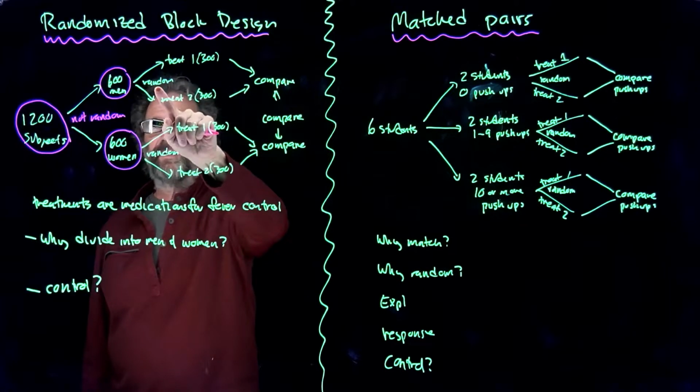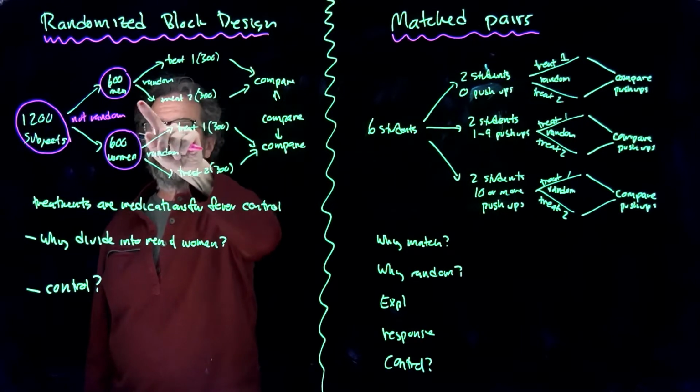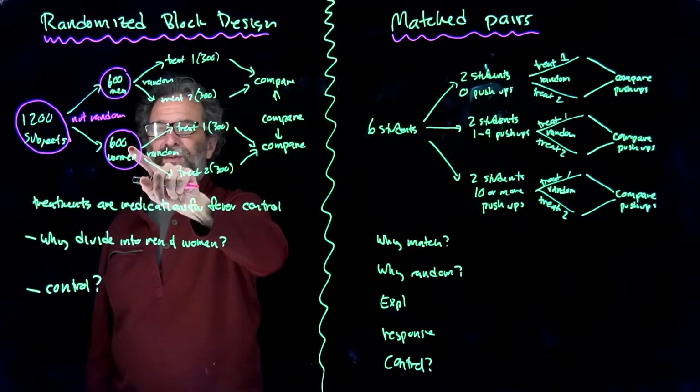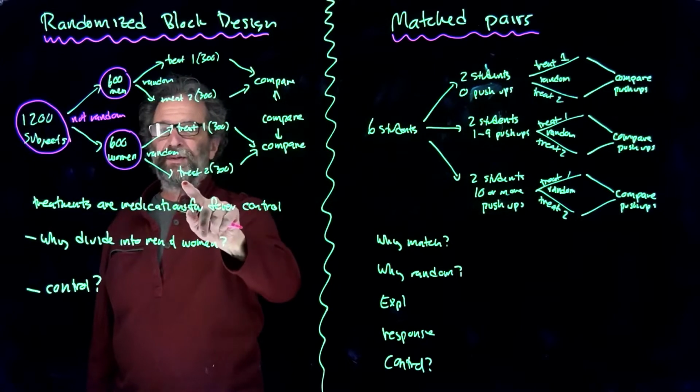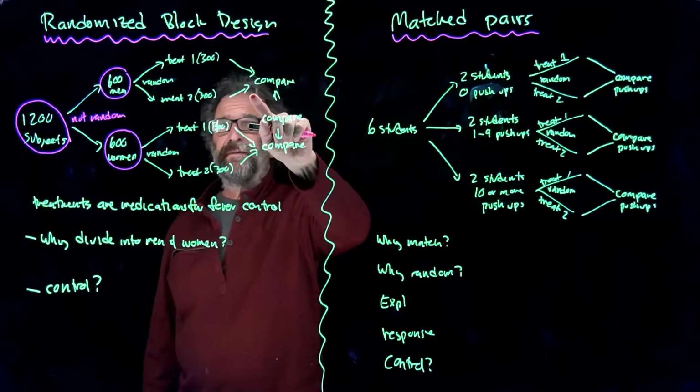Here's where the random assignment comes. So you pick 300 of these people at random, give them treatment 1, the rest of them get treatment 2. Same thing here, randomly choose 300. They get treatment 1, the rest get treatment 2. That's random.